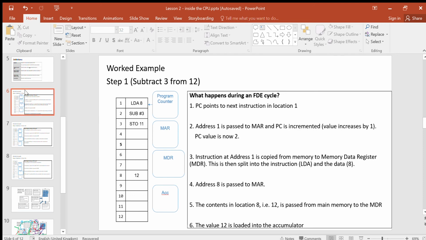So, welcome back to part 2 of this video. We're going to talk through a worked example. Now, try and keep those definitions in front of you so you can refer to them as we go through.